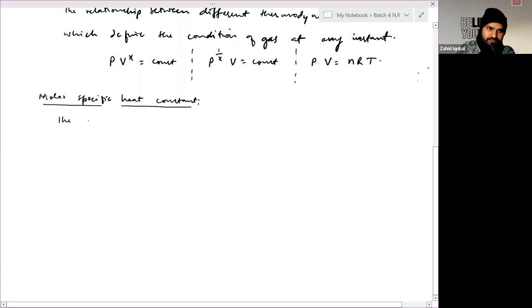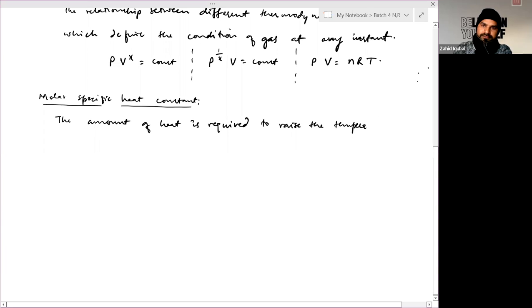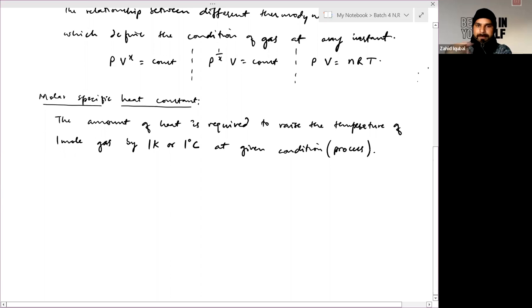So it is the amount of heat required to raise the temperature of 1 mole of gas by 1 Kelvin or 1 degree Celsius at a given condition or process, thermodynamical processes.